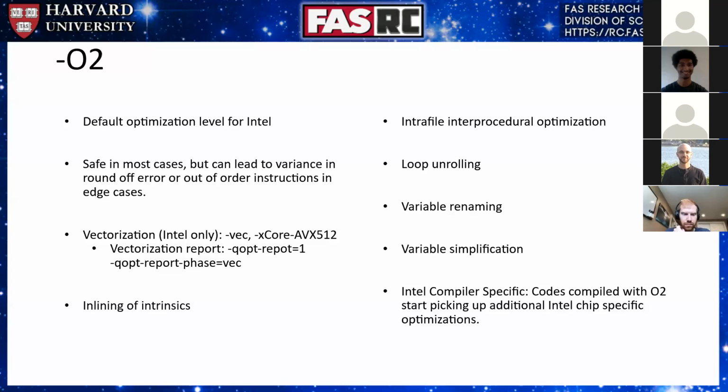Intel compiler specific: code compiled with O2 may also start picking up additional Intel chip specific optimizations. This is something that you should be aware of with the Intel compiler. The Intel compiler works on all different chipsets, to be sure, but it does have a lot of tuning specifically for Intel chipsets. And so you will get benefits for that.